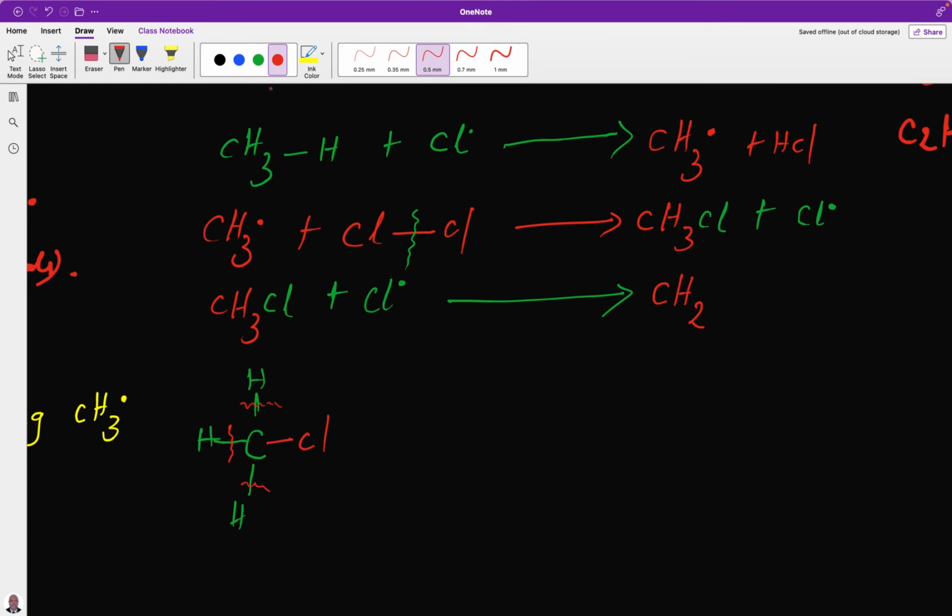CH2Cl. We are substituting this, and when there is homolytic fission, hydrogen goes with one electron. The carbon here is left with one electron. That is why there is this. So it will be CH2Cl with that single electron that is here. Then hydrogen goes with the single electron. The single electron with the hydrogen will combine with another single electron here to form what we call HCl.